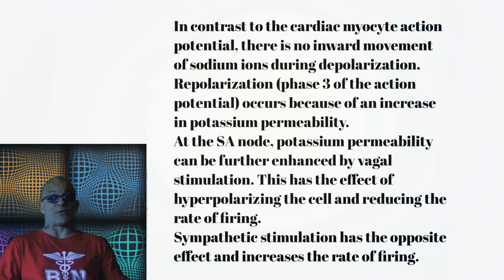Repolarization, which is phase 3 of the action potential, occurs because of an increase in potassium permeability. At the SA node, potassium permeability can be further enhanced by vagal stimulation, as in the vagus nerve. This has the effect of hyperpolarizing the cell and reducing the rate of firing. Sympathetic stimulation has the opposite effect and increases the rate of firing.